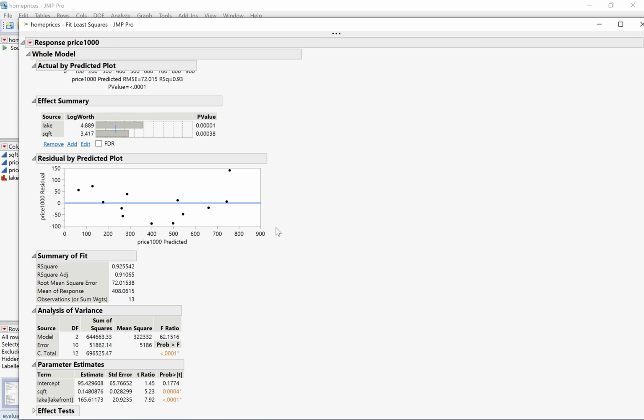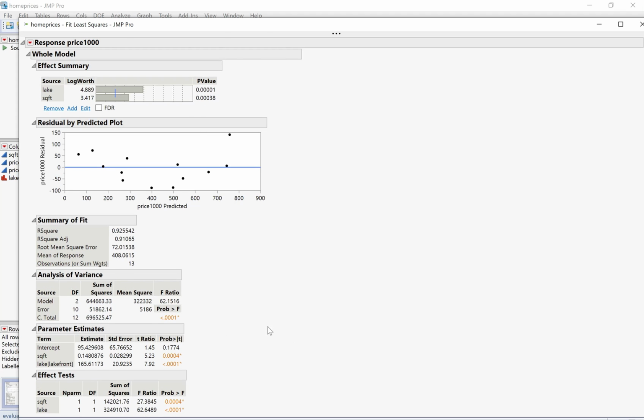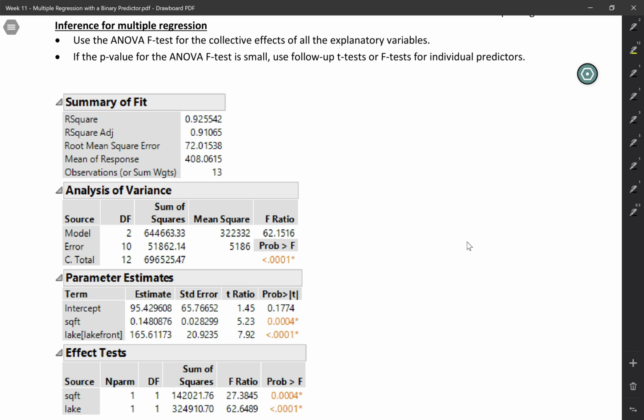And we're going to be talking about this output down here, including the effect test, so if you want to pop that one out. The first box is just the summary of fit. I'm not going to write anything down for that one because it's exactly the same as it was for simple regression. R squared is telling us the proportion of the variability that's explained by the model, and that's referring to the whole model, so it includes both size and the location variable. The root mean square error is telling us how large our residuals are. So this is saying that on average, we would expect our predictions to be off by about $72,000 if we use this model. Now let's get to the inference part.